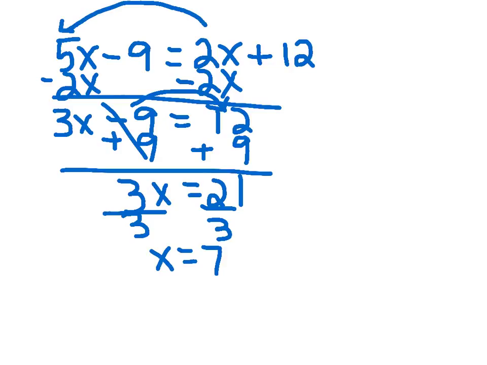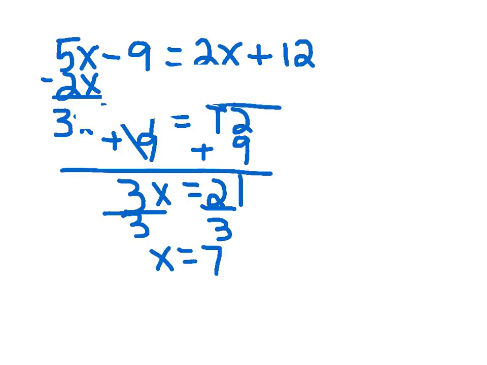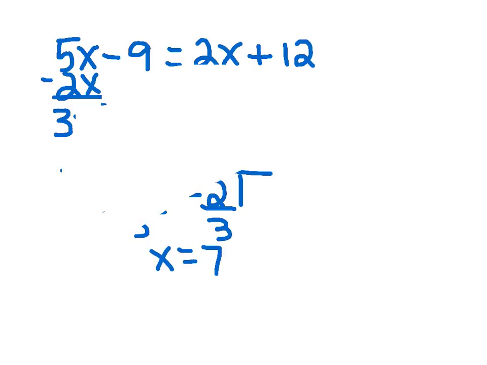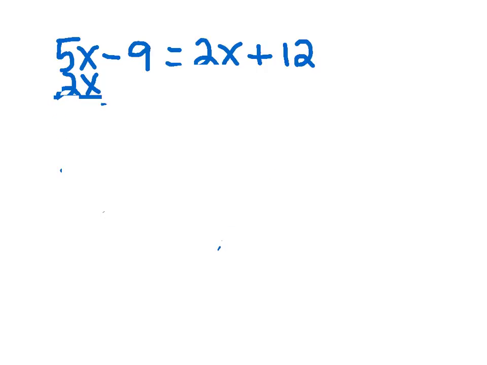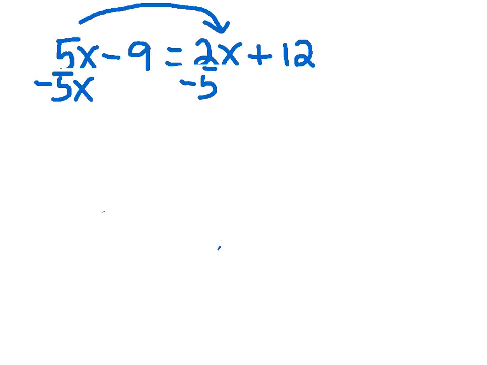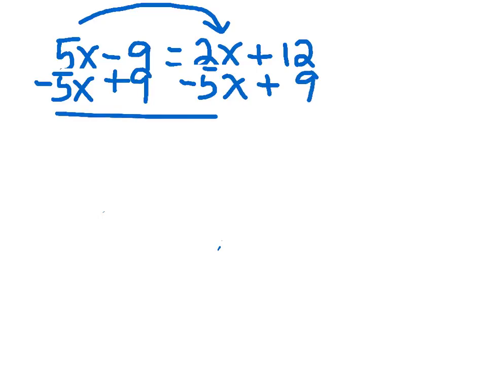Notice, I could have done the exact same thing going the other direction. I'm going to just erase all this and show you what it would have looked like if I brought my variables to the other side and my constants. And plus, you can also do this all in one step. So that's what I'm going to show you right now. If I want to bring my variables from left to right, I have to subtract 5x from both sides. And I then would add 9 to both sides.